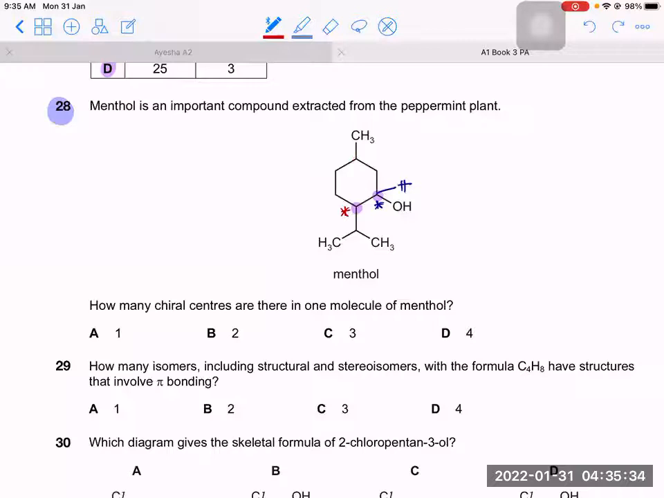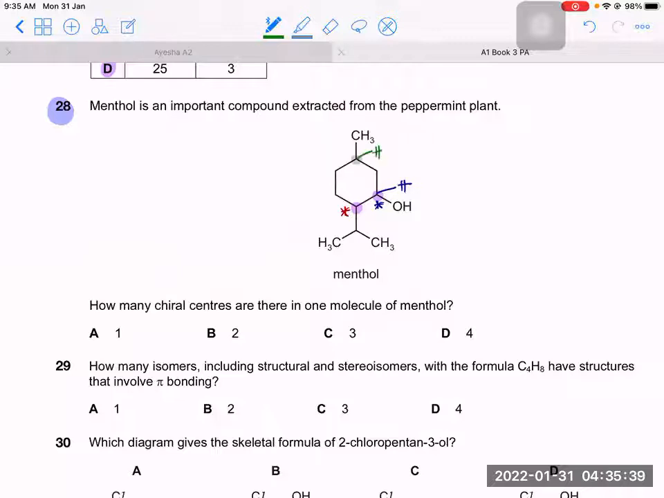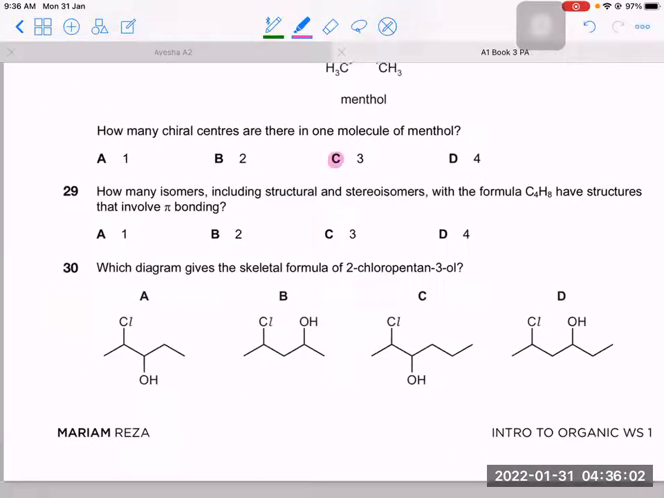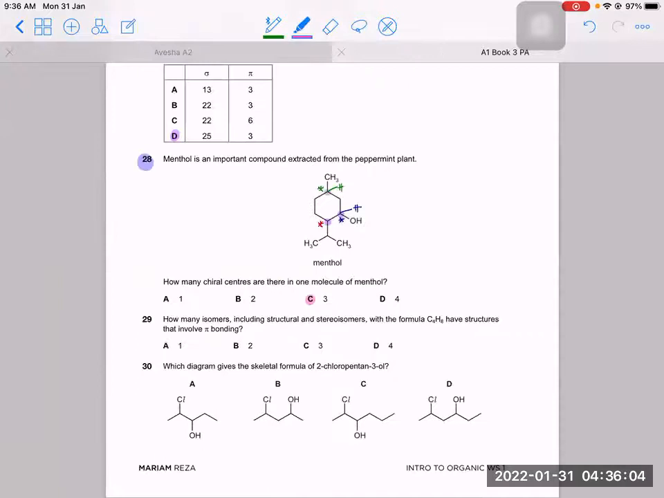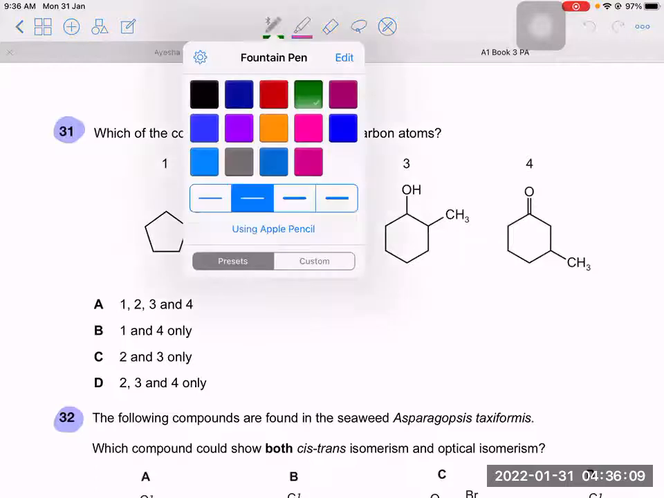Yes. Which one? This one? Yes, let's check this one. We have one CH3, one hydrogen. I don't know how we missed this. So this is 1 H, 1 CH3. You draw a line of symmetry. This side is very different from this side. Yes, this is also chiral. How many chiral centers? 3. Understood. Yes.